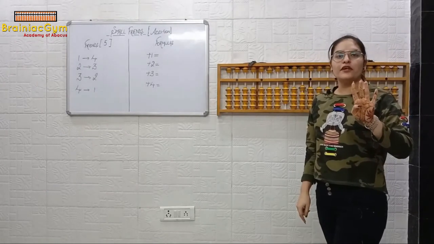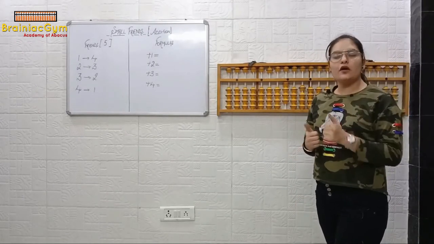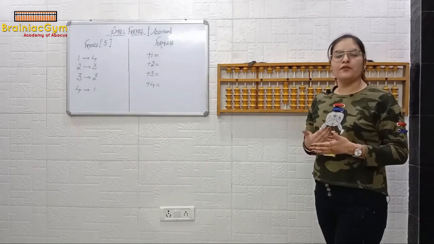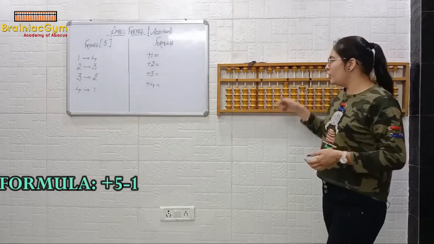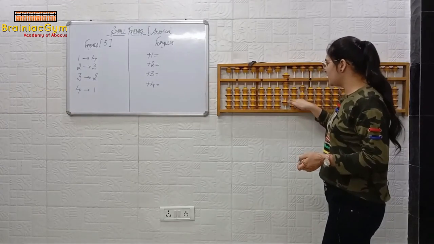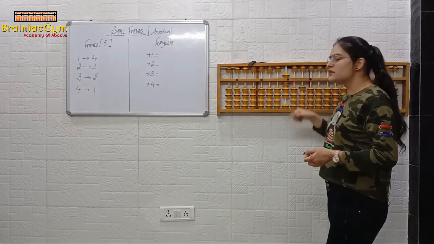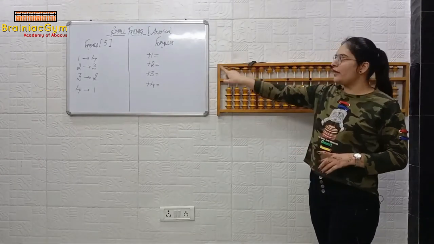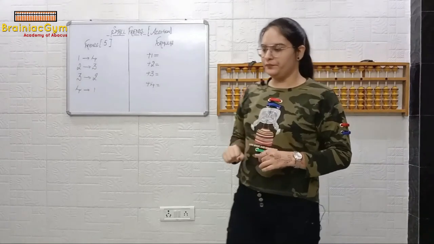And total small friends 5. So आप बताओ what will be the formula? Plus 5 minus 1. Perfect. Plus 5 minus 1. Answer is 8. I hope this is clear. Now let's just write down the formulas over here.